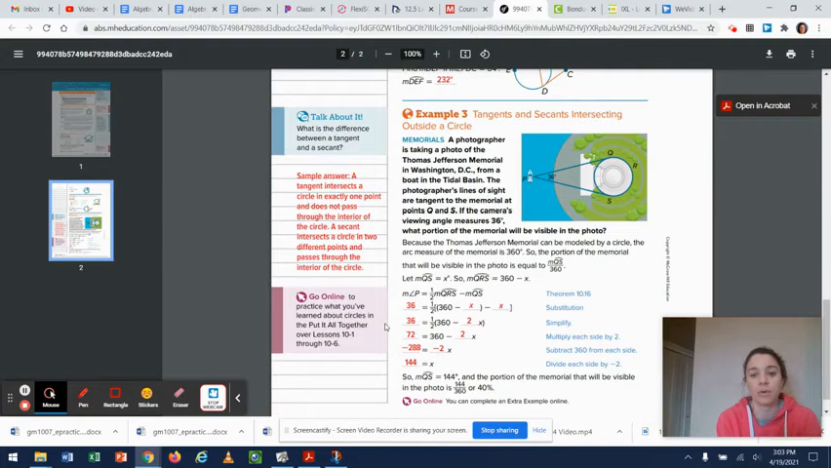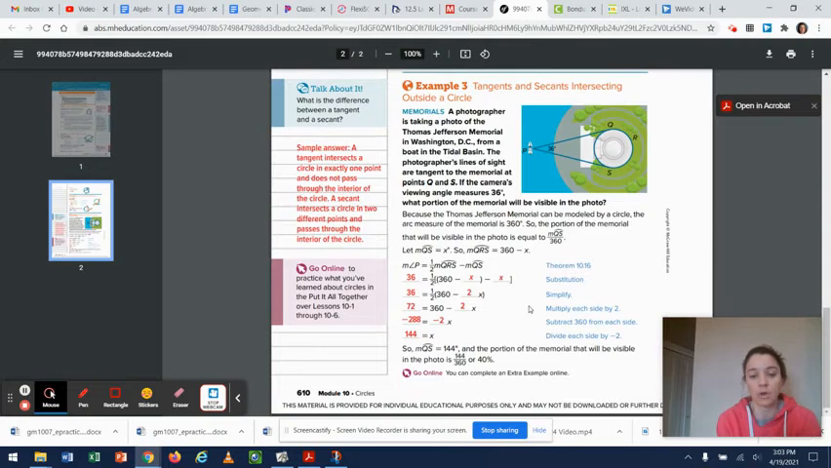In the last example, we're going to show tangents and secants intersecting outside a circle. This problem is a little bit more complex. So what they're doing is they're giving you an angle outside of here. It says a photographer is taking a photo of the Thomas Jefferson Memorial in Washington, D.C. from the boat in the tidal basin. The photographer's lines of sight are tangent to the memorial at points Q and S. If the camera's view angle measures 36, what portion of the memorial will be visible in the photo?